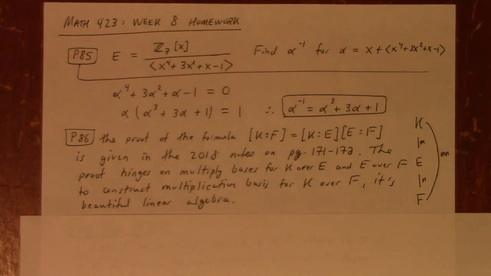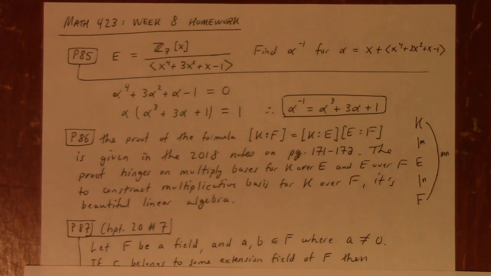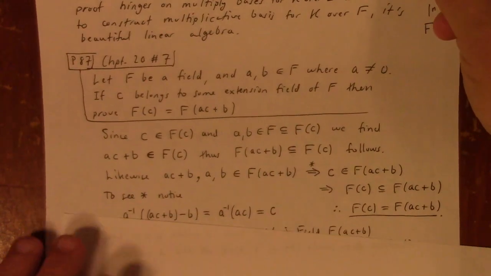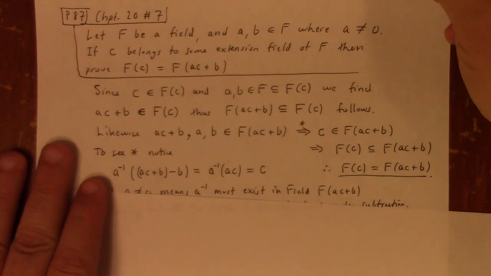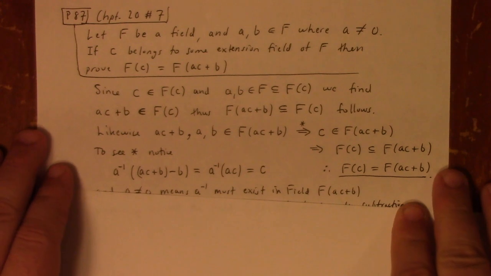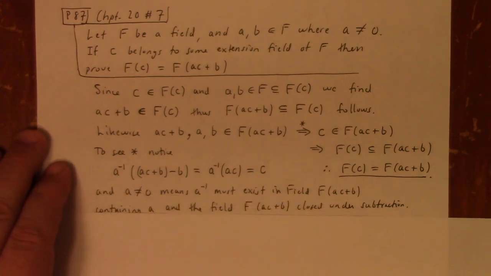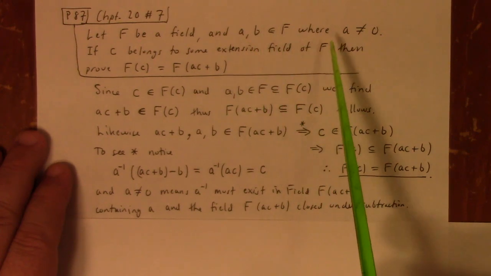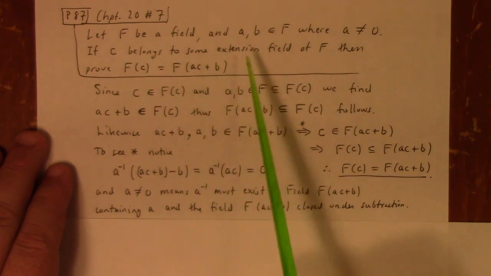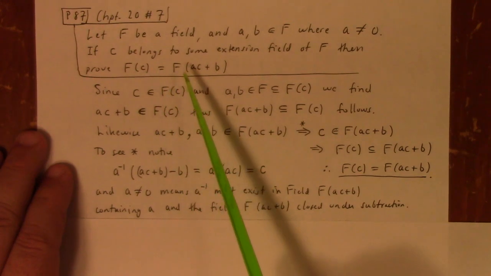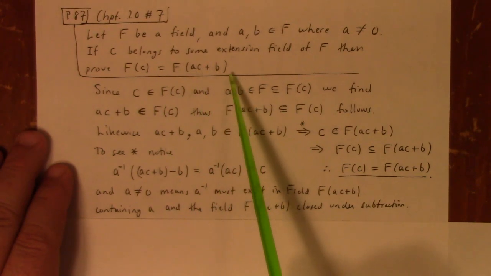The proof of that is in the 2018 notes, and it was shown in the video, so I'll let you look at those. It's essentially just beautiful linear algebra, although that's kind of redundant. What other kind of linear algebra is there? Let's see here. So let F be a field, and a and b be elements of the field, a non-zero. C belongs to some extension field of F. Then prove that the extension of F by c is equal to the extension of F by ac plus b.